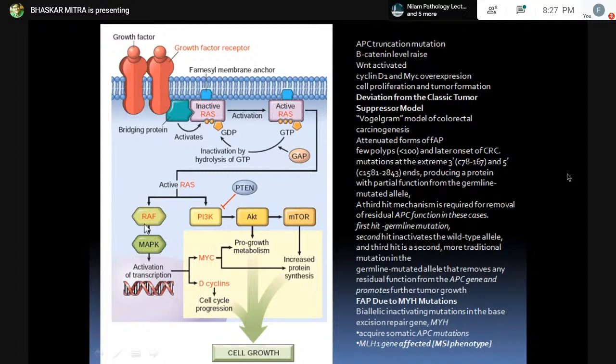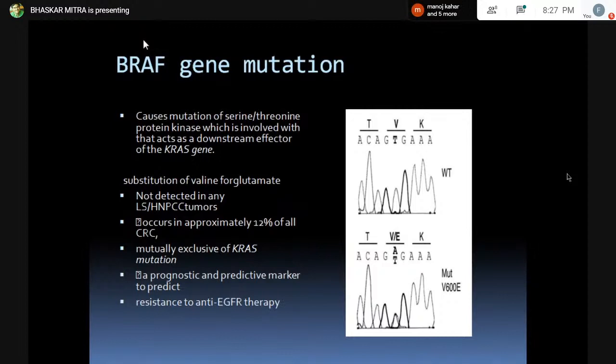Again, if there is a RAF MAP kinase or RAS mutation, the anti-growth factor receptor protein will not act. Now, what is BRAF mutation? There is a change in the serine threonine kinase, the V600E valine to glutamate transmutation, leading to the BRAF mutation, and this causes resistance to the anti-EGFR therapy.